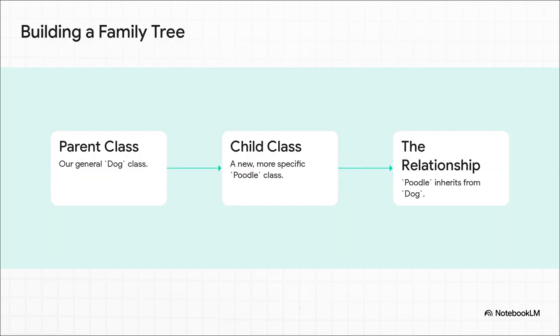Let's go right back to our dog analogy. We've got our general dog class, which we'll call the parent class. Now we can create a new, more specific class called Poodle, and by simply saying that the Poodle class inherits from the dog class, we've set it up as a child class. It's now officially a special type of dog.